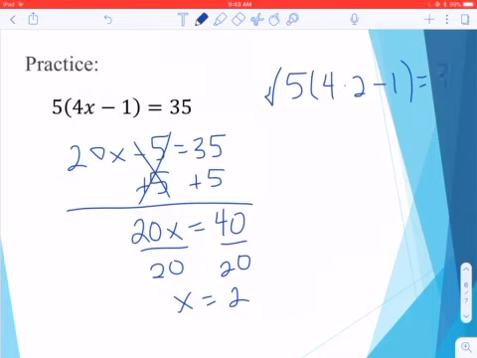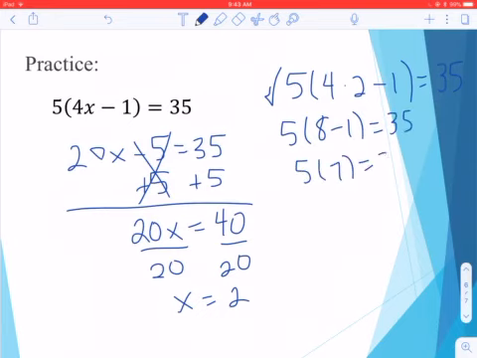So our check is 5 times 4 times 2 minus 1. And I'm checking, does that equal 35? So 5 times 8 minus 1 which gives me 5 times 7, and I get a true statement of 35 is equal to 35. So we have a true statement.